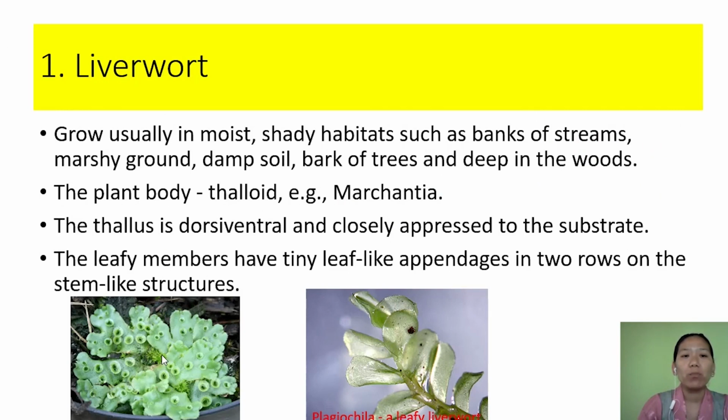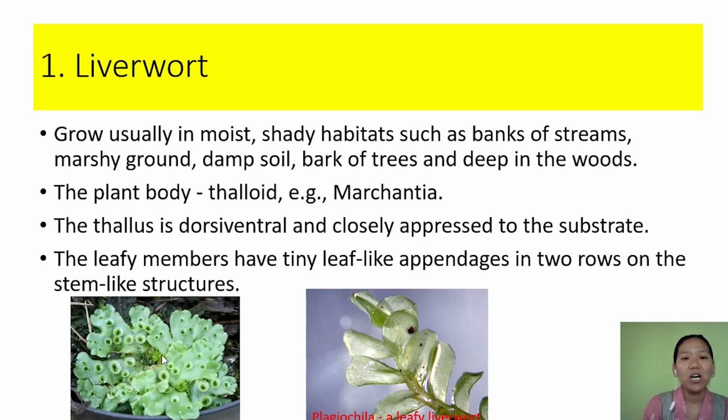Liverworts usually grow in moist, shaded habitats such as banks of streams, marshy ground, damp soil, bark of trees, and deep in the woods. The plant body is thalloid, for example Marchantia. This thallus body is dorsiventrally flattened, a flat structure placed very close to the substratum. The example here is Marchantia.